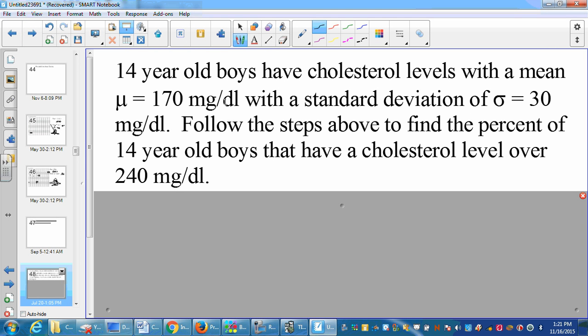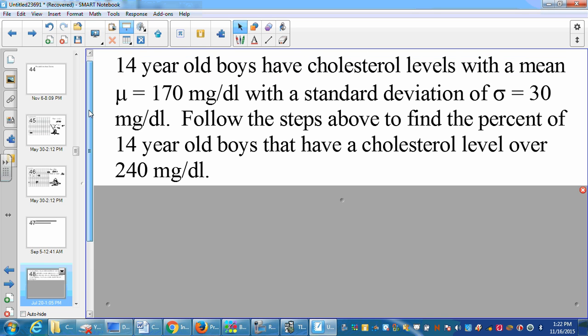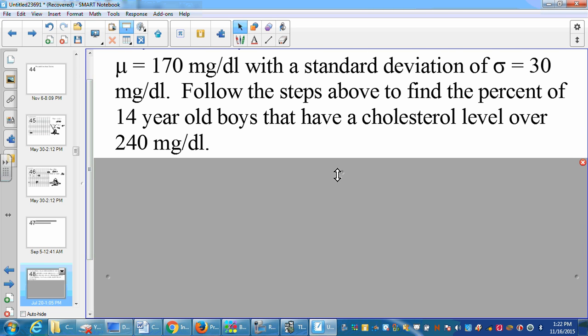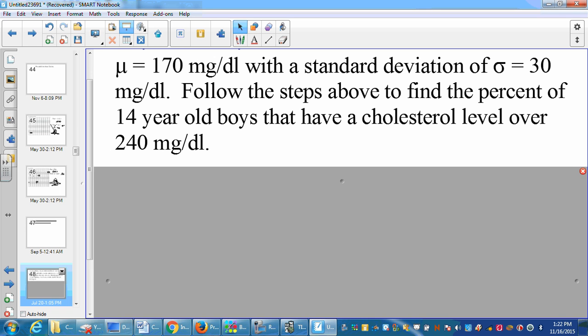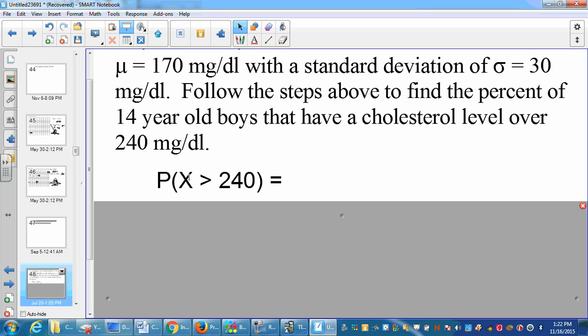Now here, let's do a problem. 14-year-old boys have a cholesterol with a mean of 170 and standard deviation of 30. Now we want to find the percent of 14-year-old boys who have a cholesterol over 240. Now part of this is learning how to write this so AP loves it and accepts it. The first thing we want to do is write what we found. We want to find the probability that our x is above 240.